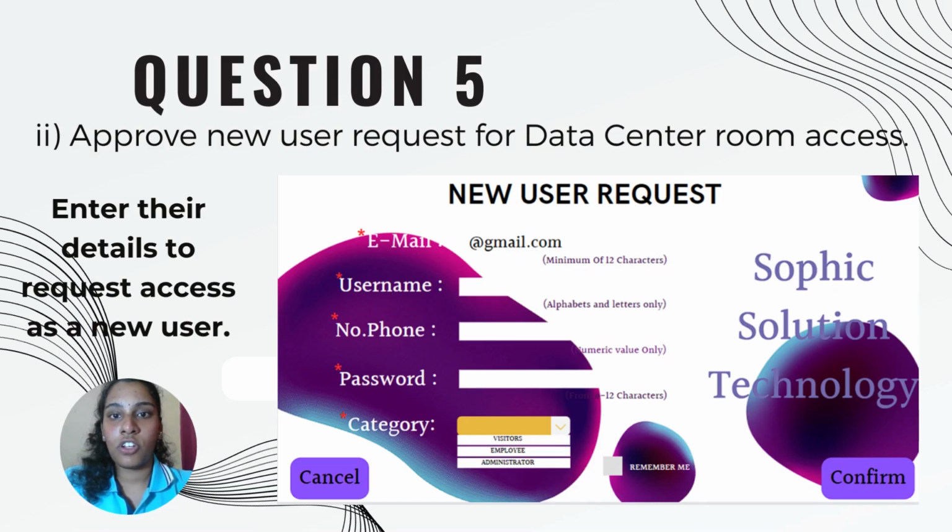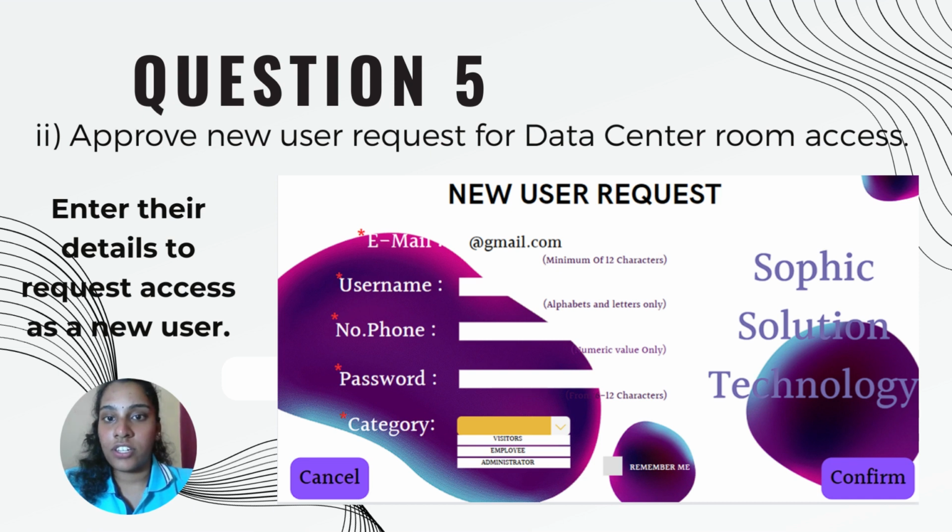So I'm going to explain question 5, part 2, which is approving a new user request for data center room access. This is the main page for the new user request. Once they have clicked login from the sign up page, the new user can enter their details in the blank spaces provided, for example, email, username, phone number, password, and categories. And also they can click on remember me.